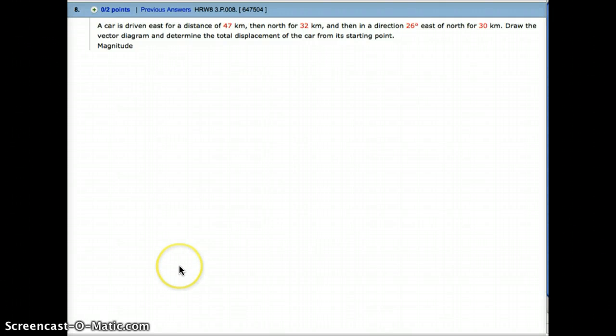Okay, so the next problem you asked about was number 8, which has 3 different vectors. A car is driven east for 47 kilometers, then north 32 kilometers, and in a direction 26 degrees east of north, which is a funny way to give the angle, for 30 kilometers. Draw the vector diagram and determine the total displacement of the car.